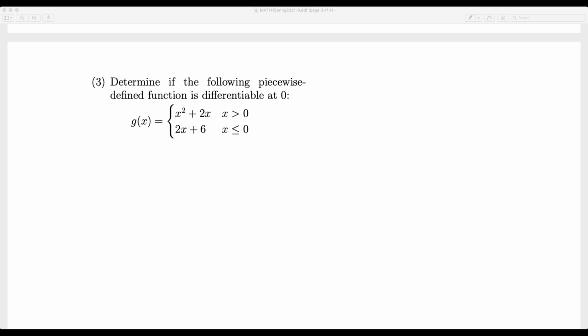Wanted to make sure that we hit, namely, that we can work with differentiable piecewise functions and still talk about the derivative. Now, what does it mean to be differentiable at a point?